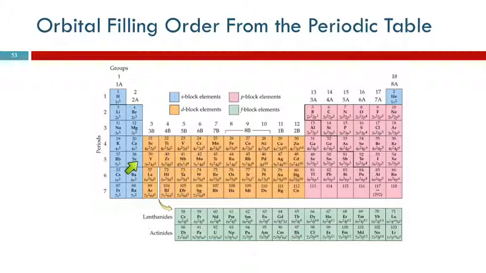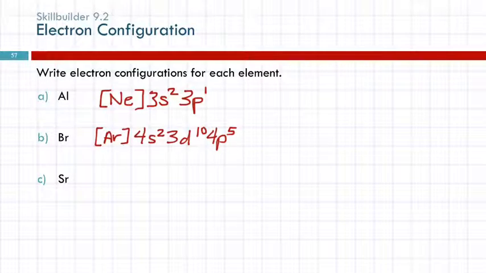Well, here's strontium in period 5. This is the s block, and so those two squares represent two electrons in the 5s. Okay? So, krypton, 5s2. Any questions?